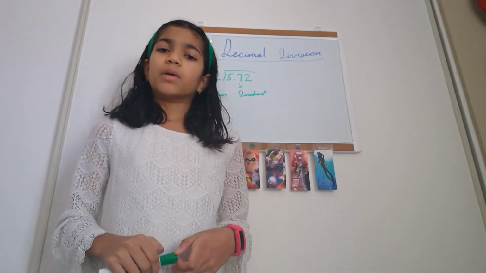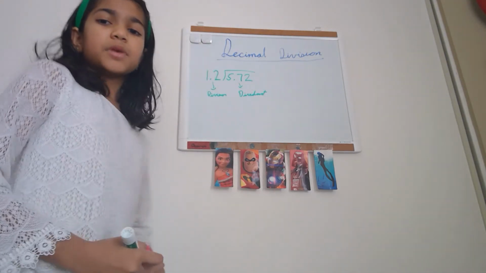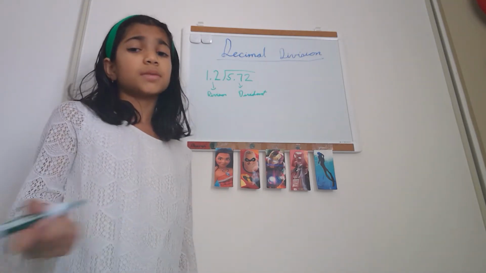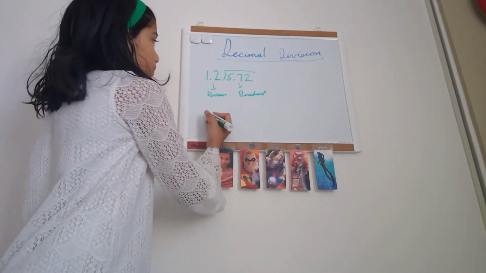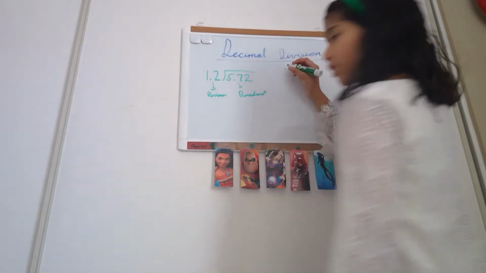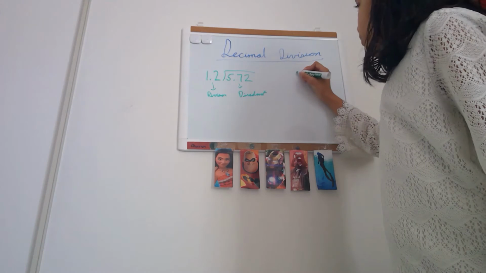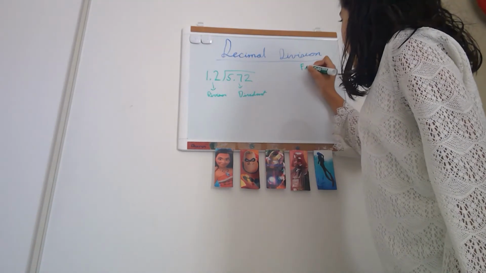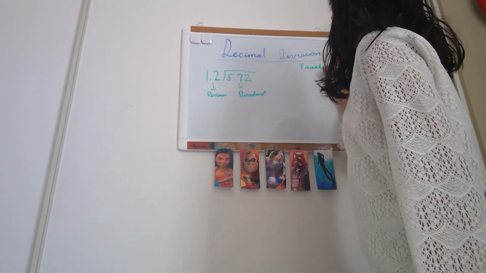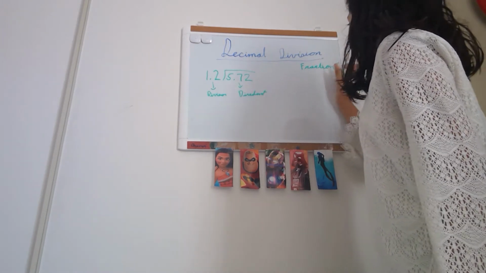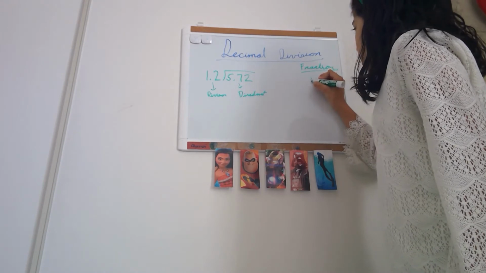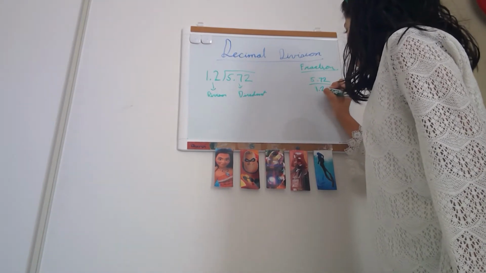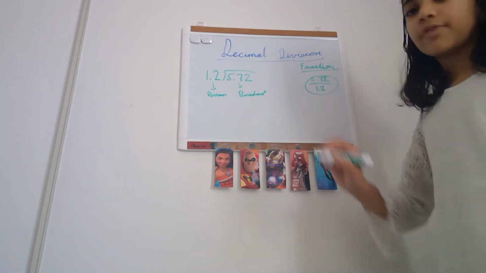It's very hard to divide, right? So let's make this problem simpler. Okay, so first, to make this problem simpler, we will write it in a fraction form. Fraction. Okay, fraction. 5.72 by 1.2. This is how it's written in fraction form.